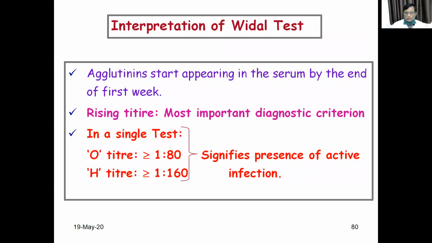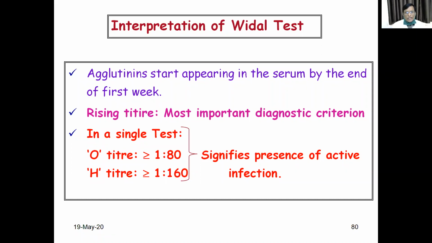Whenever reporting the Widal test internationally, we will take 1 in 100 in O, 1 in 200 in H. There we will keep the doubling dilutions: 1 in 100, 1 in 200, 1 in 400, 1 in 800, like that. But in our local areas, for example in Visakhapatnam, a baseline titer was estimated by senior microbiologists. They found 1 in 20 is the common titer in all healthy individuals.